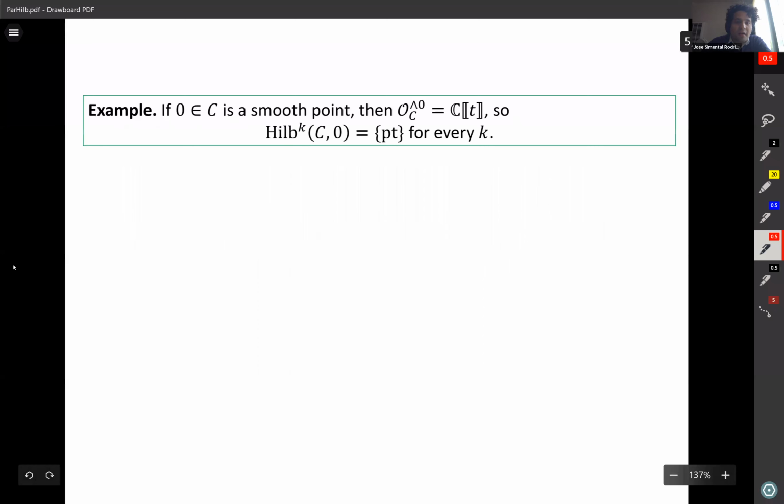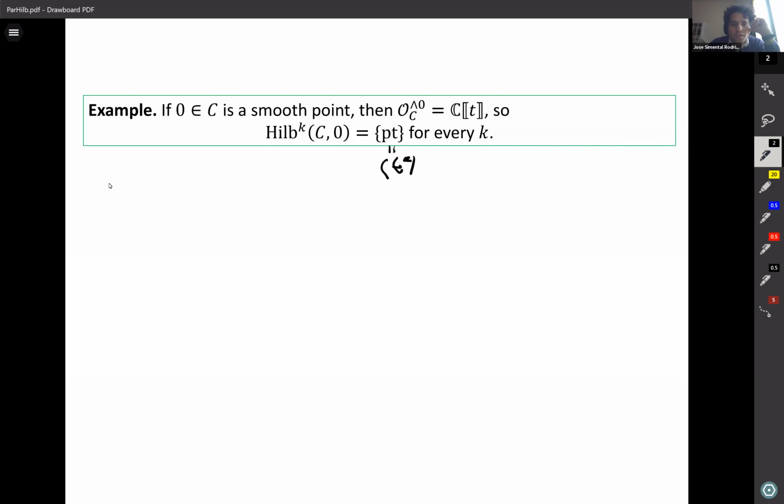This first example is when 0 is a smooth point. Then, by definition, this algebra is just formal power series in one variable. The Hilbert schemes in this case are not very interesting. It's just the ideal generated by t to the k. So this is not a very interesting algebra, I guess. A more interesting story happens when 0 is a singular point.